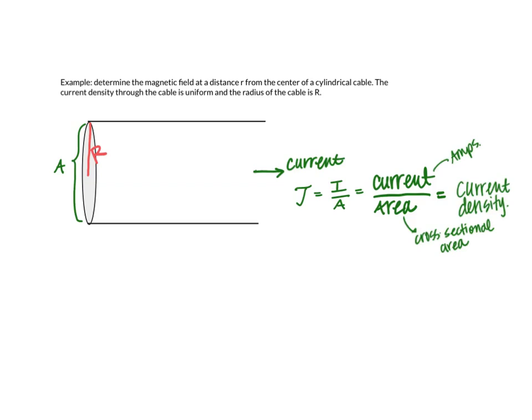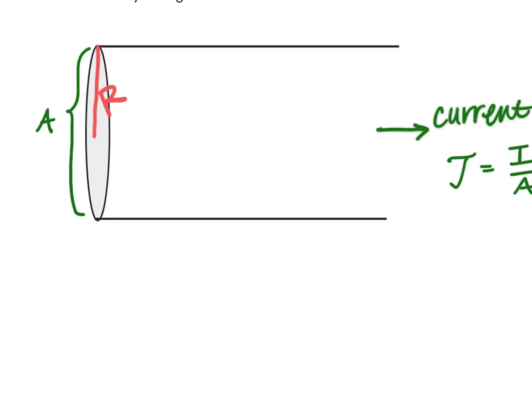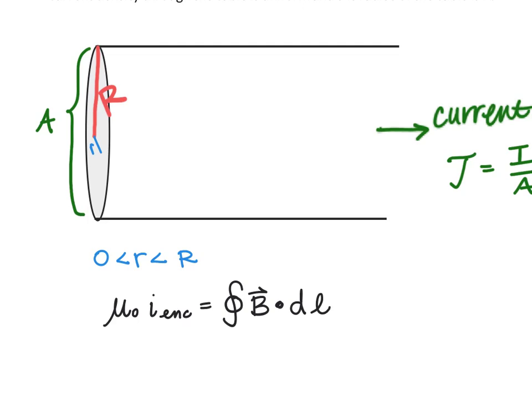So if we look at the case where r, lowercase r, variable r, is some distance from the central axis, where it's between 0 and the radius of the cable, then using Ampere's law, which is that mu naught times the current enclosed by our Amperian loop is equal to the closed line integral of the magnetic field vectors dotted with the Amperian loop length.